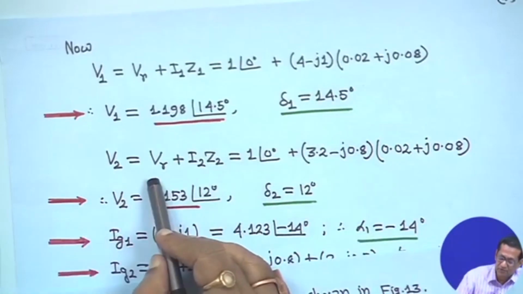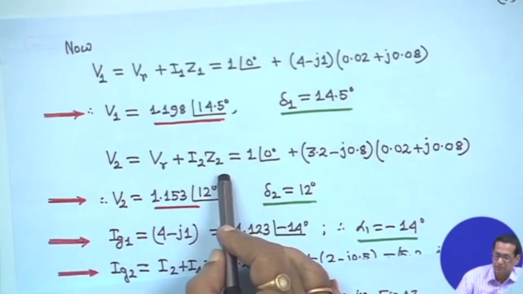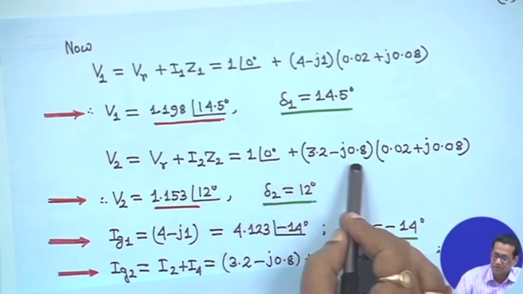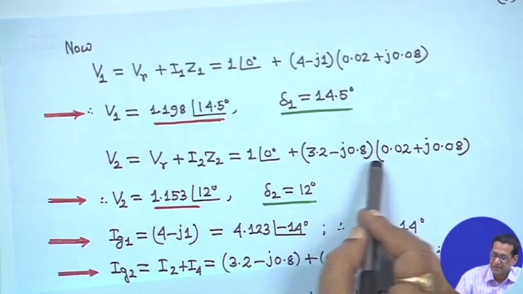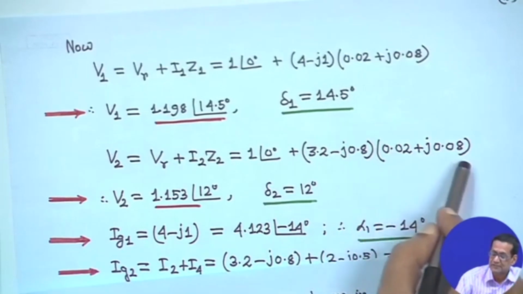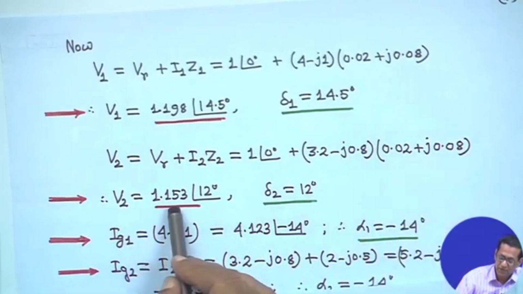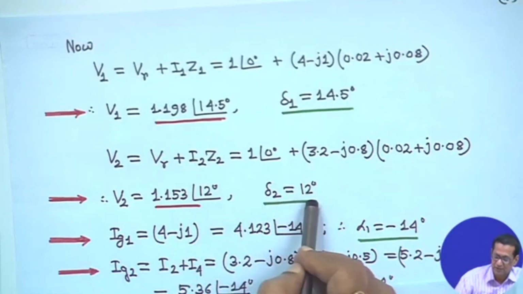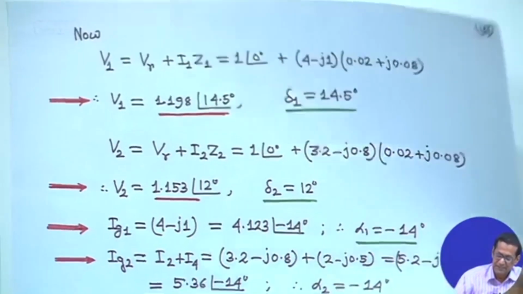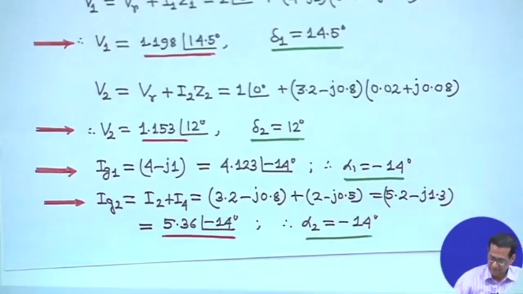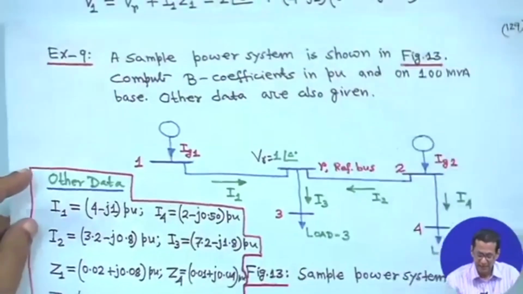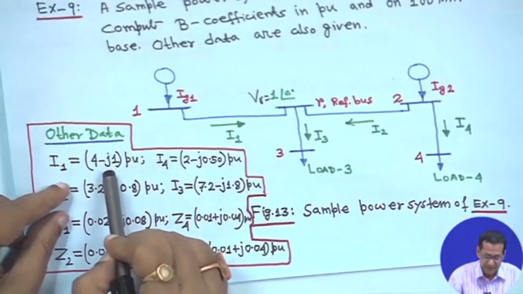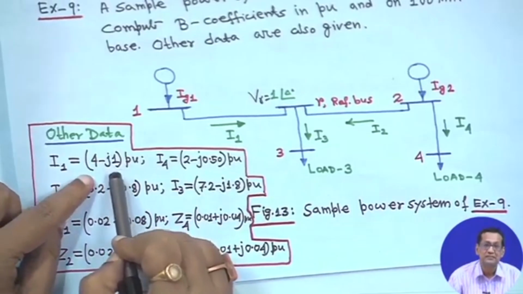Similarly, V 2 is equal to V r plus I 2 Z 2. V r is 1 angle 0, I 2 is equal to 3.2 minus j 0.8 and Z 2 is 0.02 plus j 0.08, so V 2 is 1.153 angle 12 degrees, that means delta 2 is equal to 12 degrees. The generator current I g 1 is equal to I 1, and the I 1 data is given as 4 minus j 1.